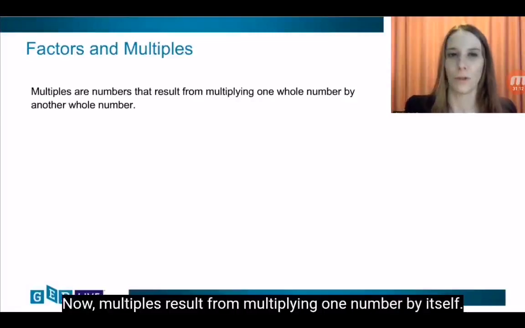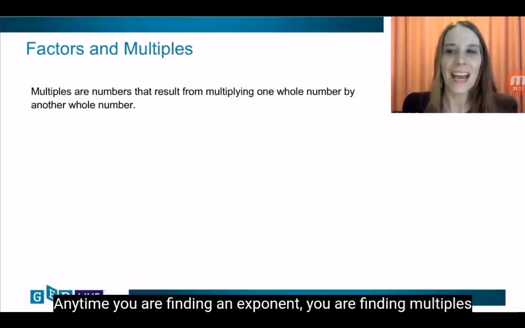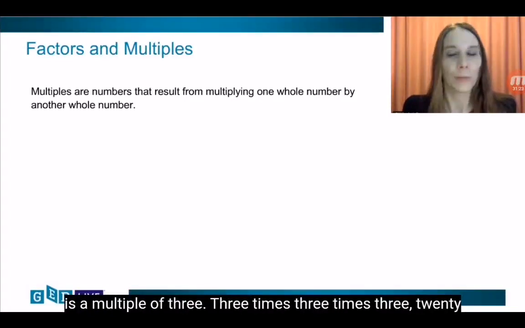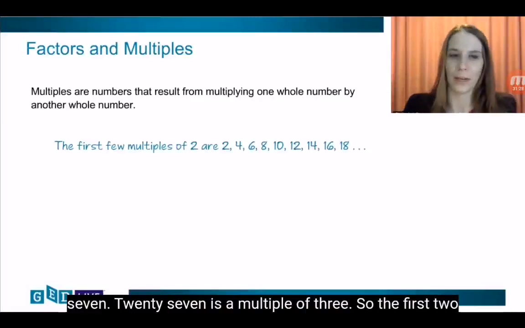Now, multiples result from multiplying one number by itself. In fact, anytime you were finding an exponent, you were finding multiples of that original number, right? 3 times 3 is 9. 9 is a multiple of 3. 3 times 3 times 3 is 27. 27 is a multiple of 3.